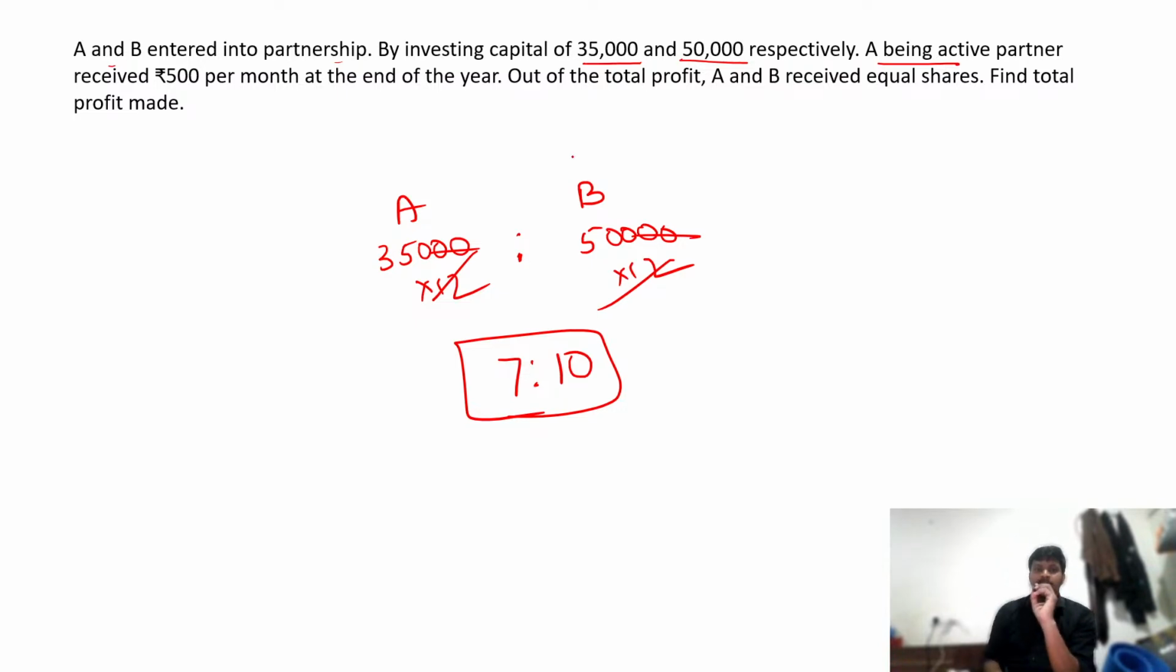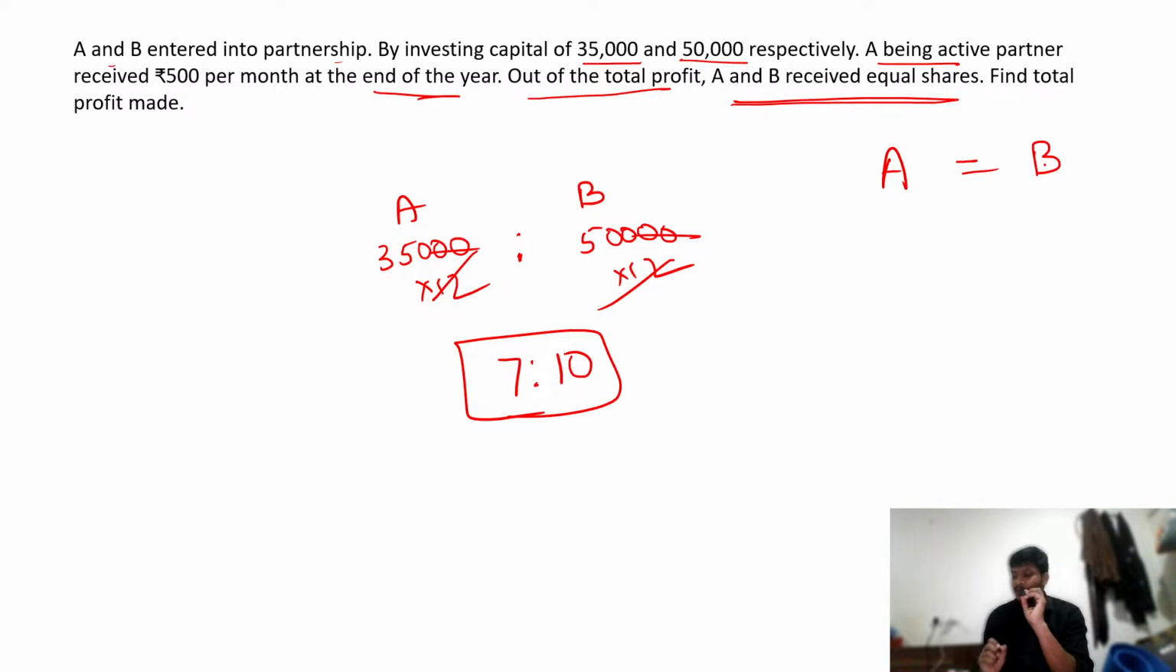But he is saying that at the end of the year, out of the total profit, they are getting equal share. That means whatever A is receiving, the same amount is there for B. That means whatever A is losing here is covered by the salary. See guys, A should get 3 parts less, that means 3 units less. But they are saying they are getting equal shares. That means whatever A is losing here got covered by salary. Why? Because A is the active partner.